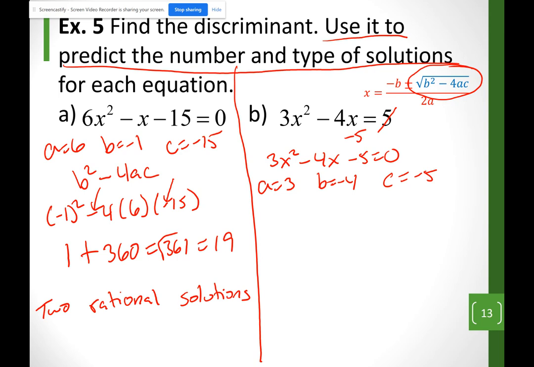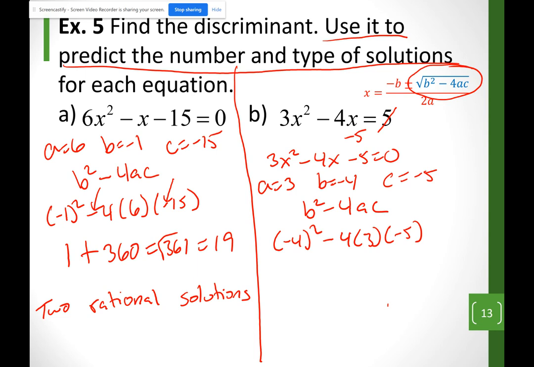Let me remember the quadratic formula. I'm looking at B squared minus 4AC. The boy was being square, so he lost a chance with 4 awesome chicks. All right, so negative 4 all squared minus 4 times 3 times negative 5.